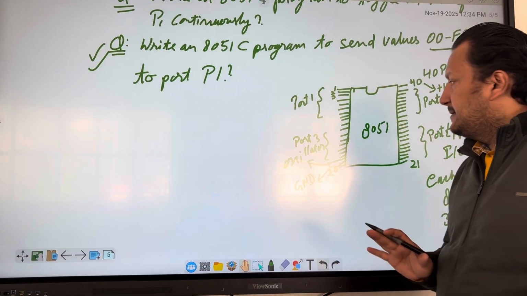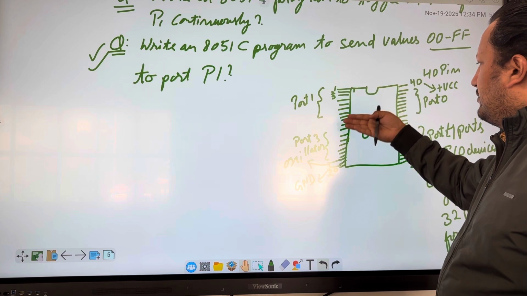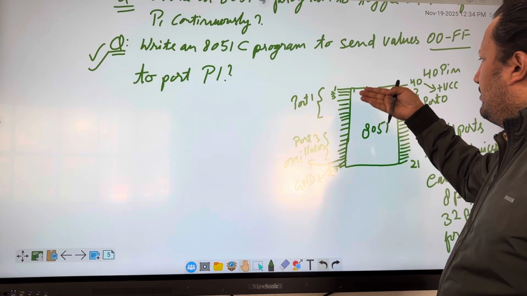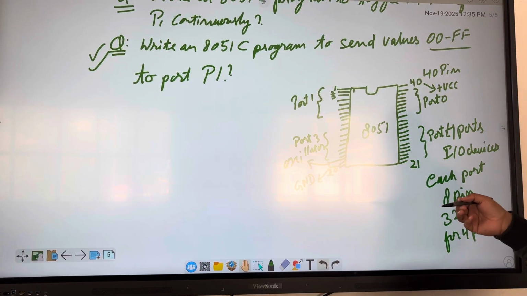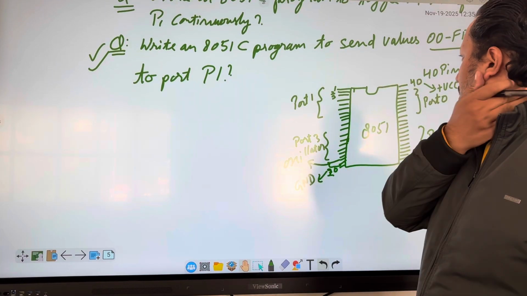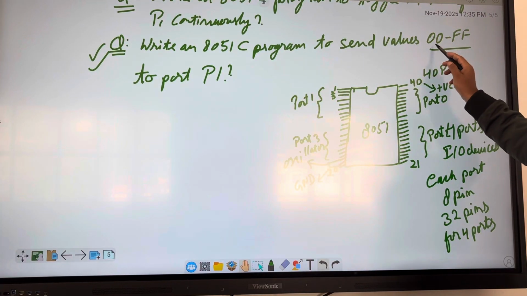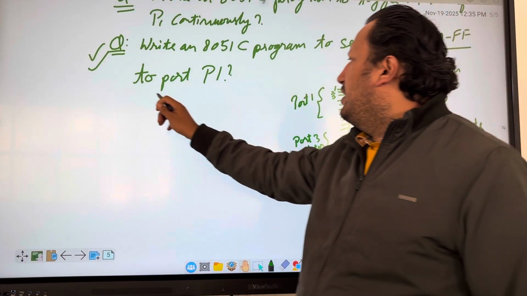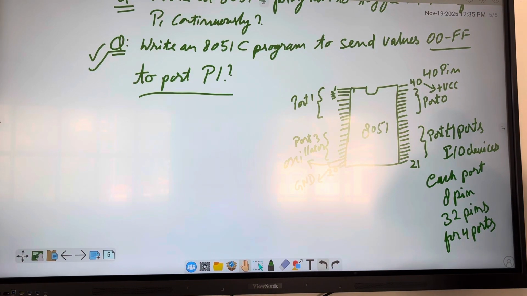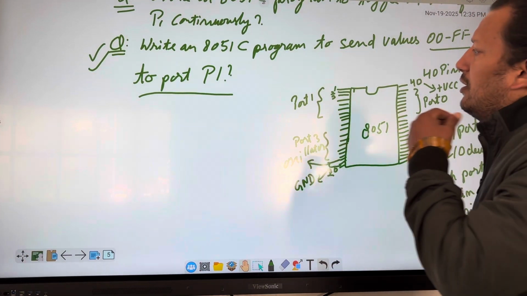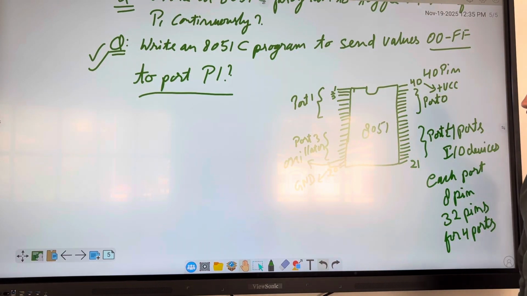You cannot change it. So when you do the numbering of these port pins, how will you do it? You know that you have 8 pins on each port. So our program says write an 8051 C program to send values 00 to FF to port 1. If you don't know this diagram, you will not be able to do the programming of this question.